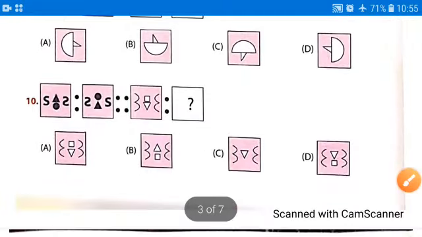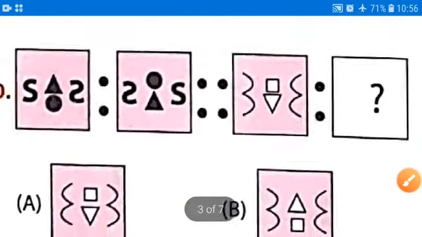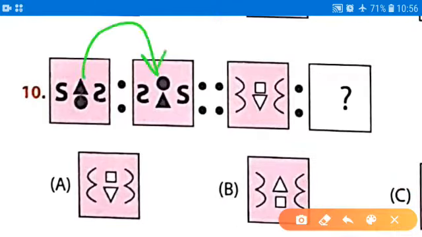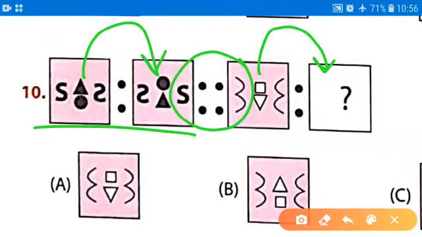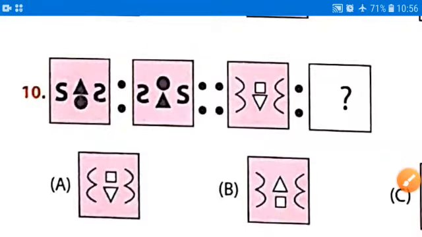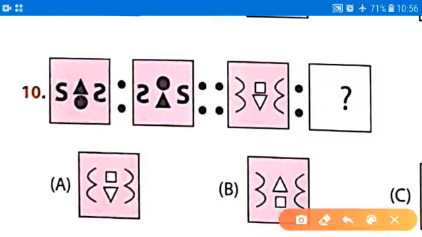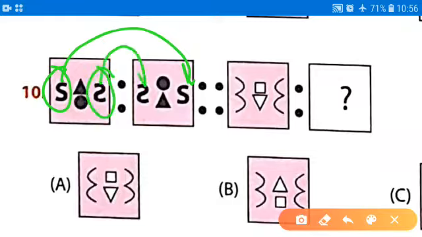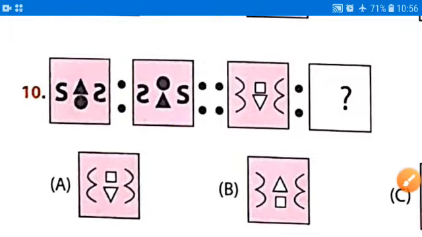Now moving further to question number 10. What's going on here? So this figure is to this figure. Now find out the same relationship between these two figures according to the previous relationship. Here you can see this one on the left hand side, the S, that is a mirror image, is transferred to the right hand side, and the right hand side one is transferred to the left hand side, and this upper triangle has gone down, and this downside circle has gone upside.